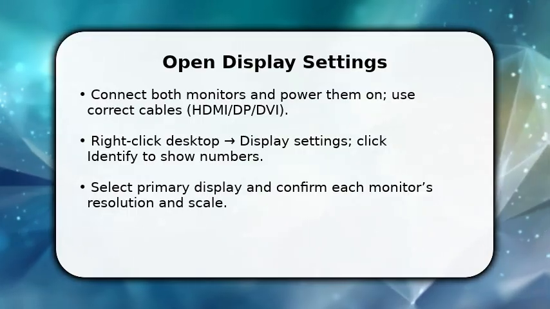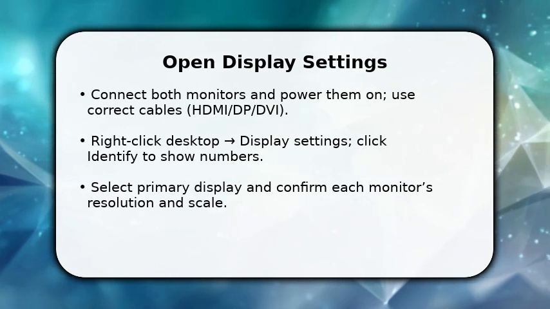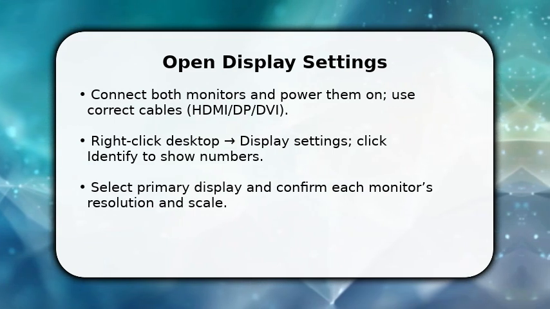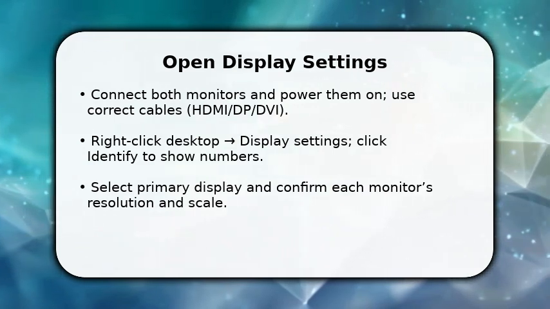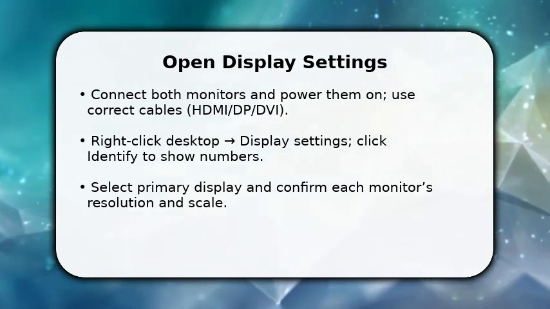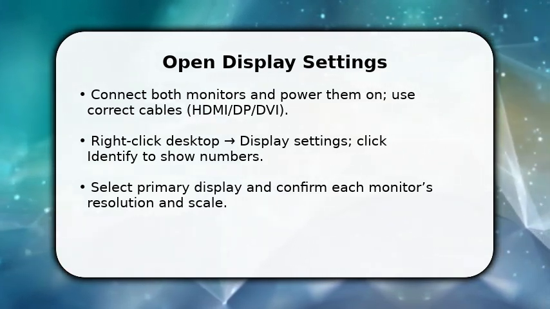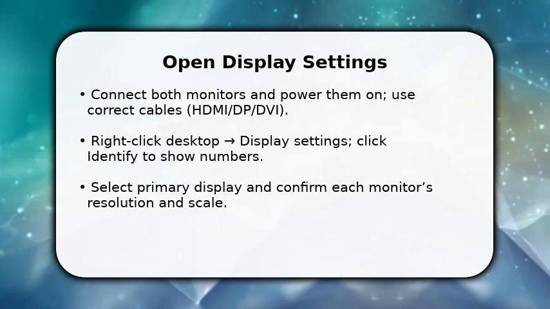You start by opening display settings and immediately identifying both screens. This tells the system which monitor is 1 and 2. Once done, make one monitor the primary so taskbar and main apps behave predictably. Make sure resolution and scaling match, or an intentional mismatched DPI causes cursor jumpiness.